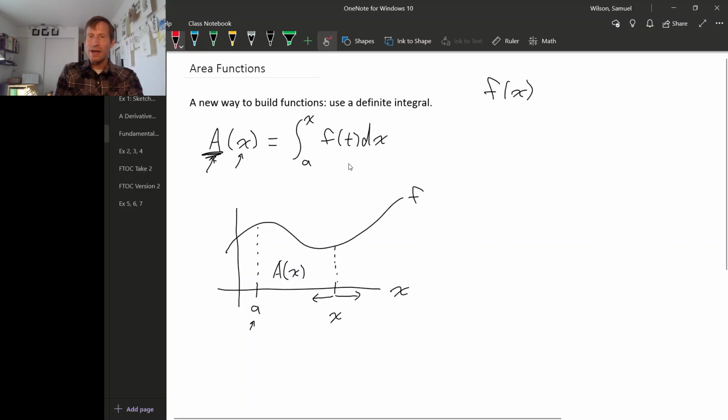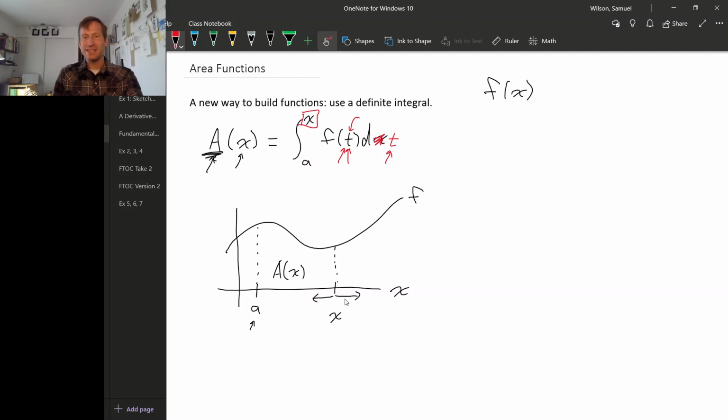You might wonder why I have a t in here. Oh, I see I have an x here instead of a t. You might wonder why I have a t here, and I should have had a t there. Since f is a function of x, you might expect there to be an x in here instead of a t, but x is our name for the upper bound on this integral. We can't also use it as a variable inside the integral. That's reusing the same name to mean two different things. So we have to use a different variable name.